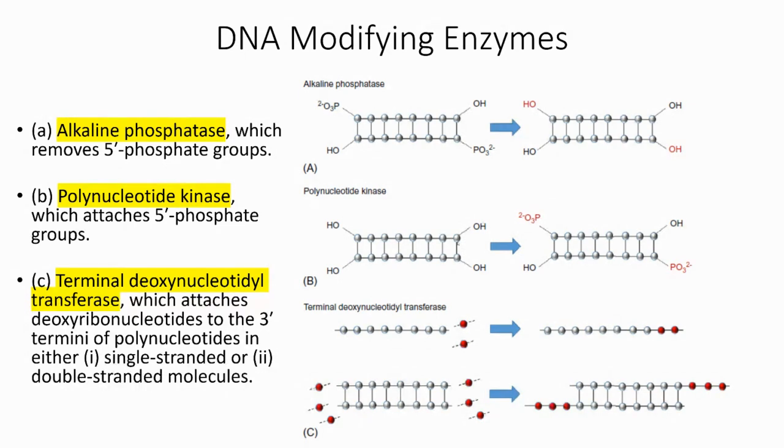Okay. And we have this terminal deoxynucleotidyl transferase that will attach deoxyribonucleotides to the 3' end of the polynucleotide, in a single-stranded or double-stranded manner. So here you have this single strand, so you add these to the 3' end. You can add more nucleotides to the 3' end, either single-stranded or double-stranded. These are the DNA modifying enzymes.